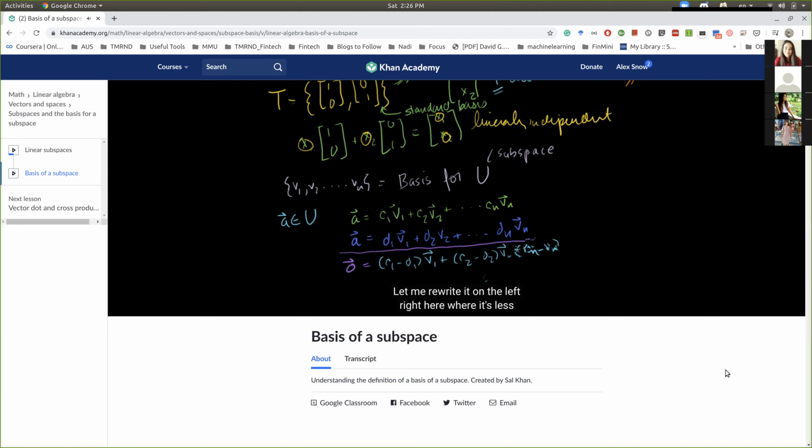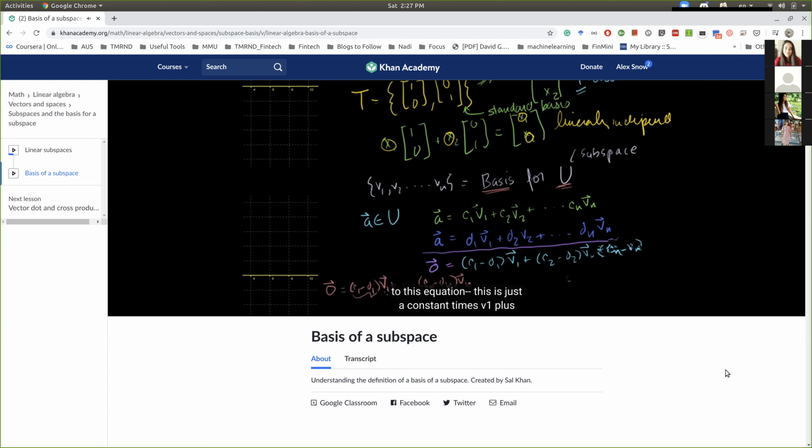So if they're linearly independent, the only solution to this equation, which is just a constant times V1 plus another constant times V2, all the way to a constant times Vn, is if each of these constants equals 0. So all of those constants have to be equal to 0. Over here, before it messed up, this has to equal 0, this has to equal 0. That was the definition of linear independence, and we know that this is a linearly independent set.